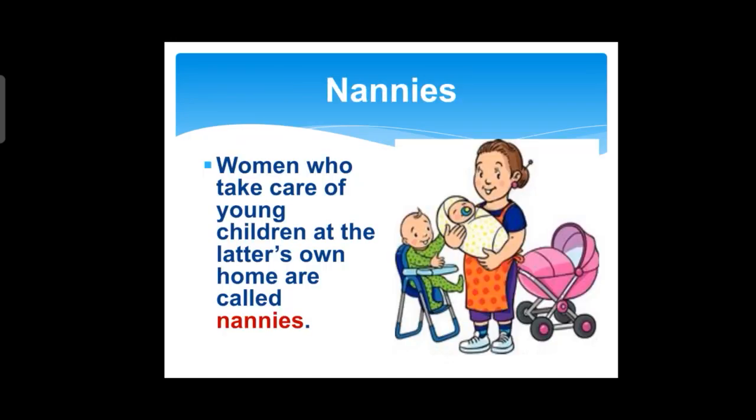Nannies. In the nuclear family, if both the parents are working, then who will take care of the children at home? So the answer is nannies. Women who take care of young children at the latter's own home are called nannies. You may understand it like this: women whose job is to take care of a particular family's children.